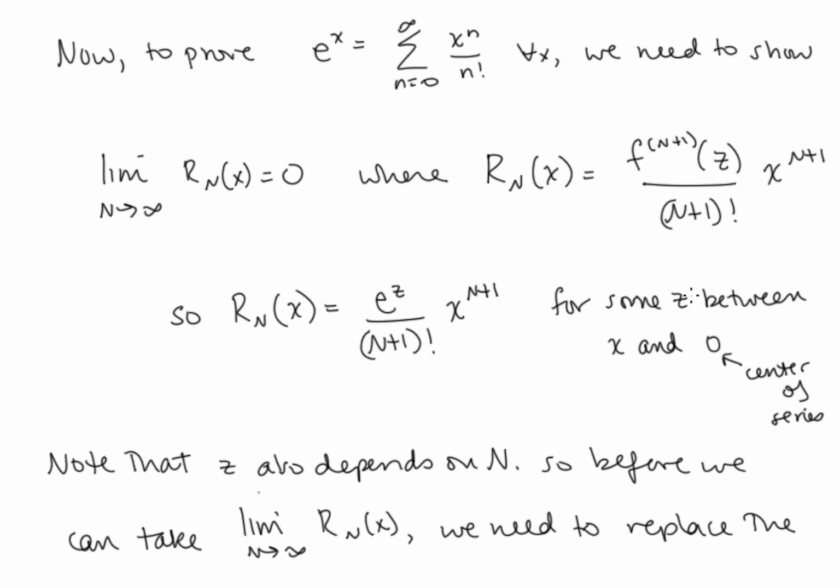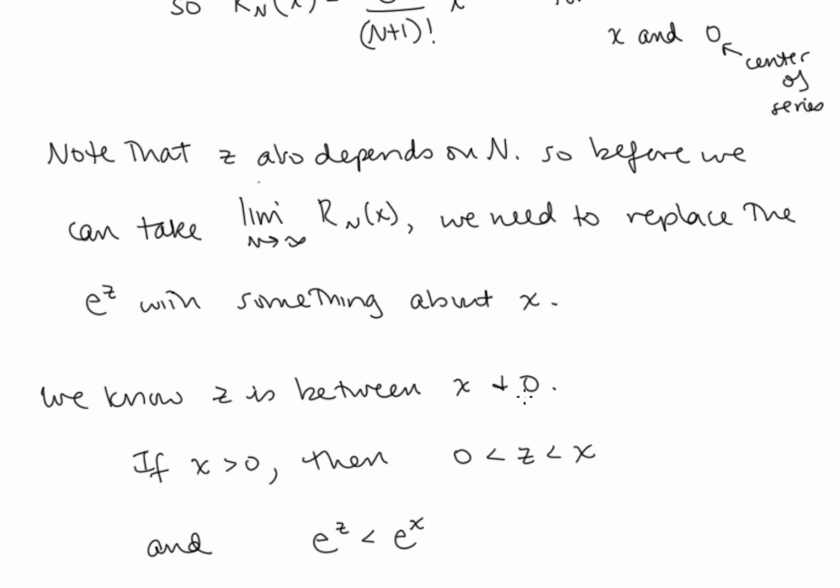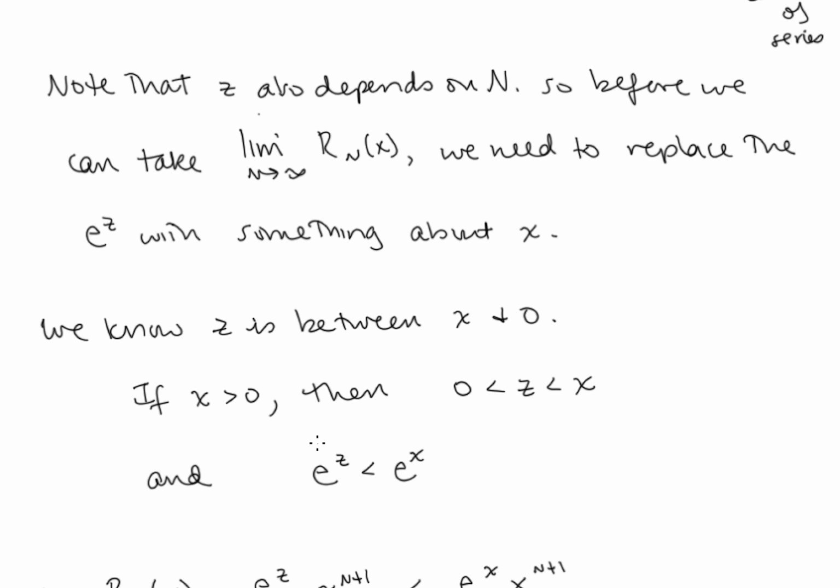But note that z depends on the x, but also could depend on n. So before we take n going to infinity, we have to get rid of this e to the z and replace it by something about x or by a constant or something not involving z. So if we know that z is between x and 0, let's consider the case that x is positive. So that means we have 0 less than z less than x.